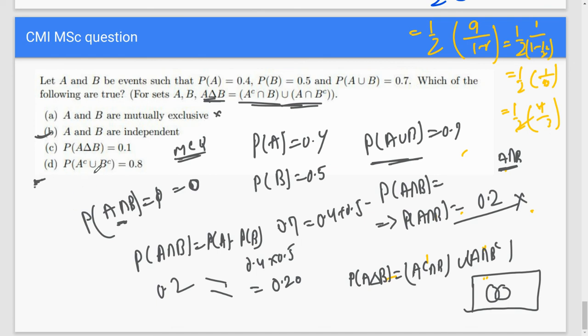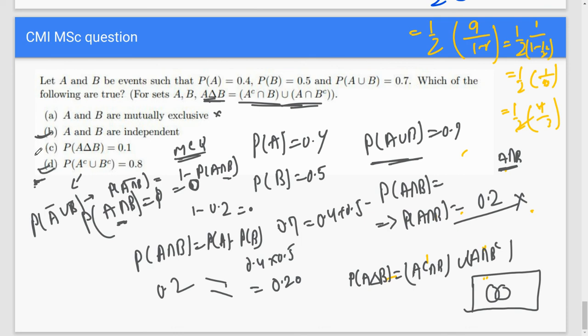Okay, so this thing I also told you, this is again an application of De Morgan's law. And you can just translate it into probability of the complement of A intersection B, right? And you can just find it as 1 minus probability of A intersection B, right? Yeah, so it will be 1 minus 0.2, which is 0.8. So this is also correct.